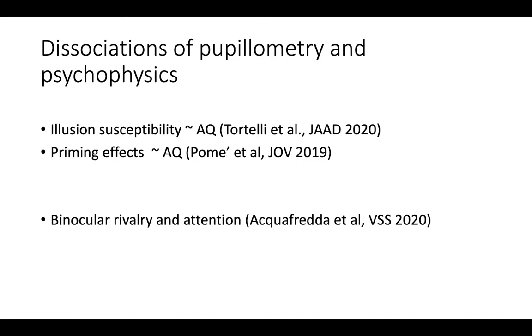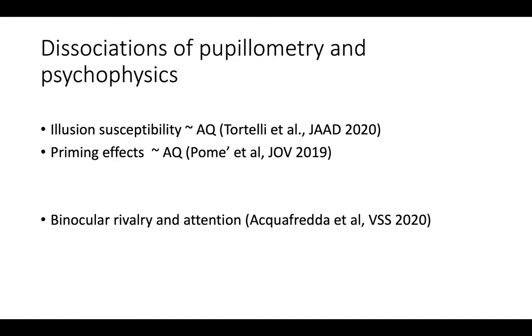And we think we should look more into these dissociations. We're very interested in this, and we think that pupillometry can give an important contribution as complementary information compared to the perceptual reports, to gather more insight into inter-individual differences in perception, but also basic visual perceptual phenomena like bistable perception and its modulations with attention.